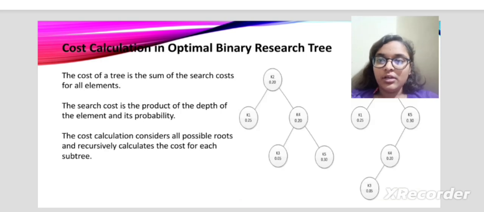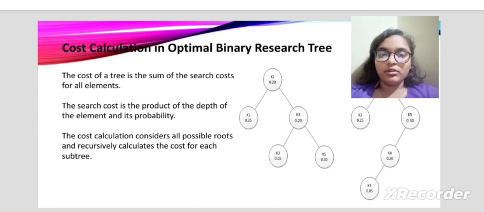Next is cost calculation in optimal binary search tree. The cost of a tree is the sum of the search costs for all elements. The search cost is the product of the depth of the element and its probability. The cost calculation considers all possible roots and recursively calculates the cost for each subtree.